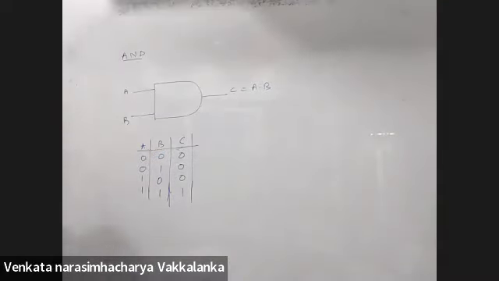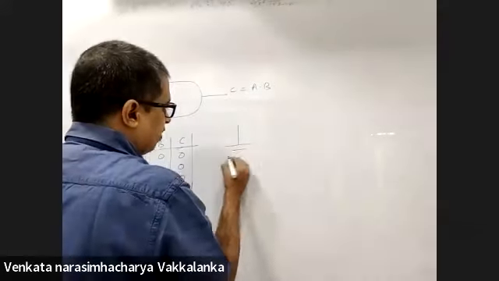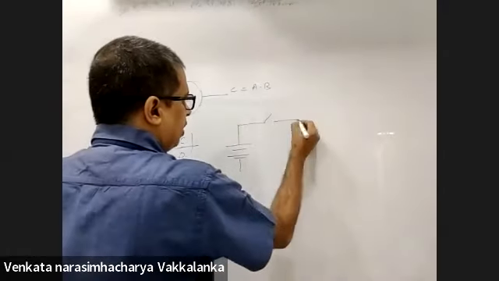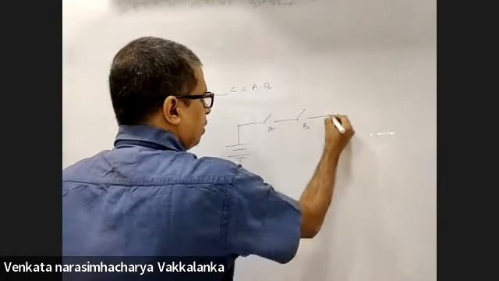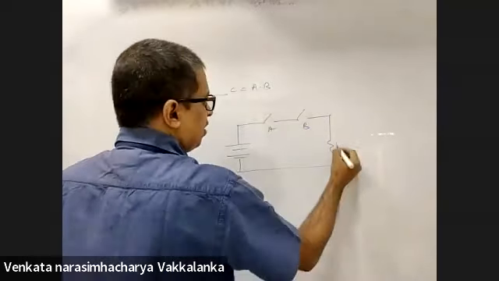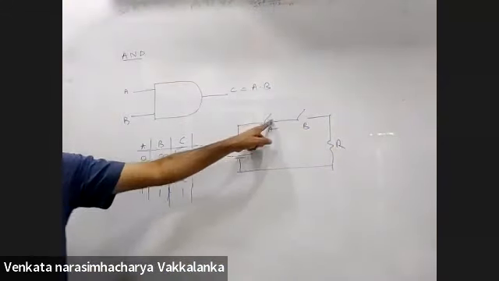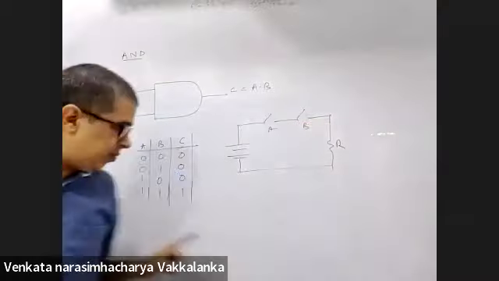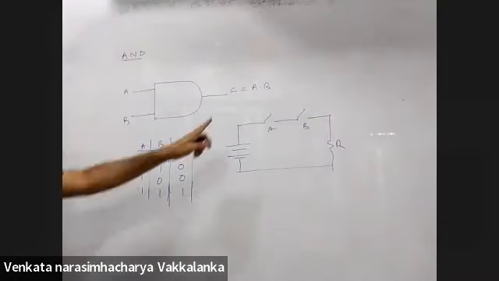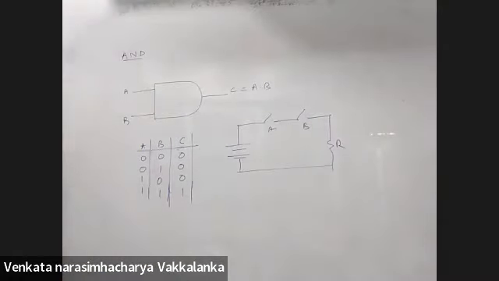How do you actually realize this? This is a 5 volts battery. You have A and B. Only if both are closed, I will have an output. Only if both are closed, both will be 1. Only then I will have an output. If any one is open, I will not have an output. These are the three first basic gates.